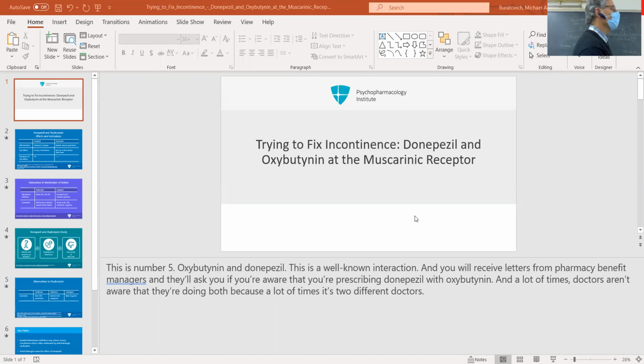So what does somebody do if they have urinary incontinence? They go to the doctor. They don't tell them they're on donepezil, and they get oxybutynin. Why would they give them oxybutynin? Cheap, old drug, and it works. It takes care of the urinary incontinence, but this drug is very lipid soluble.